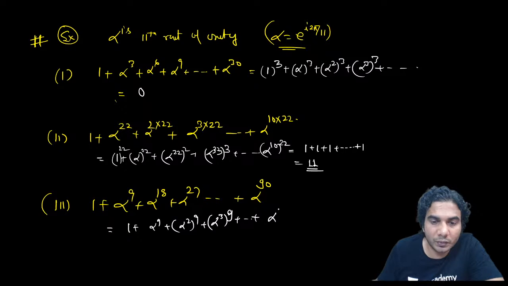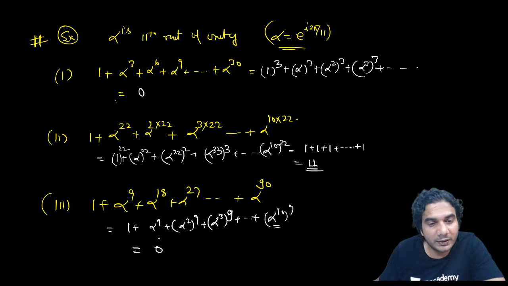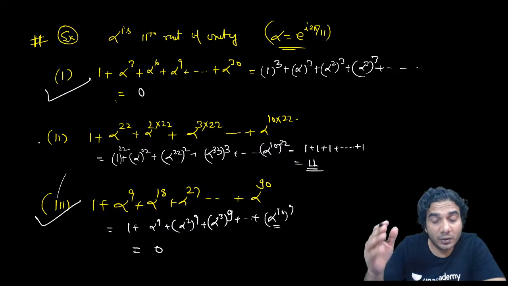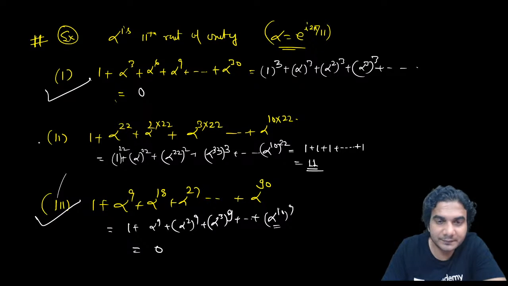Alpha raised to 10 power 9. Okay, this is the last root. Alpha raised to 10 is the 11th root. Because you're putting 9 power and 9 is not a multiple of 11, again you can use the same result which you have used in question number 1. So the answer is going to be 0 for this. I hope you got it.